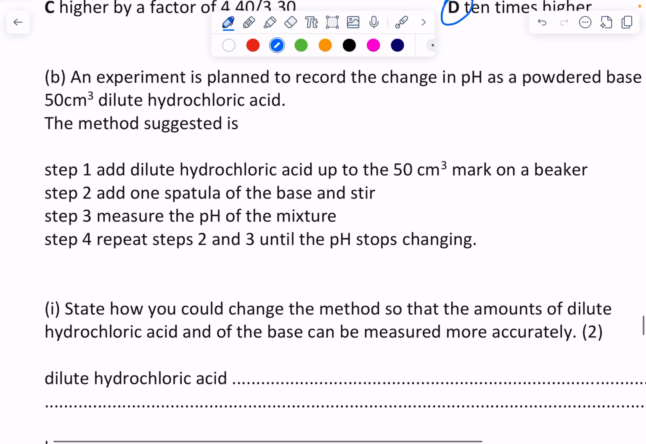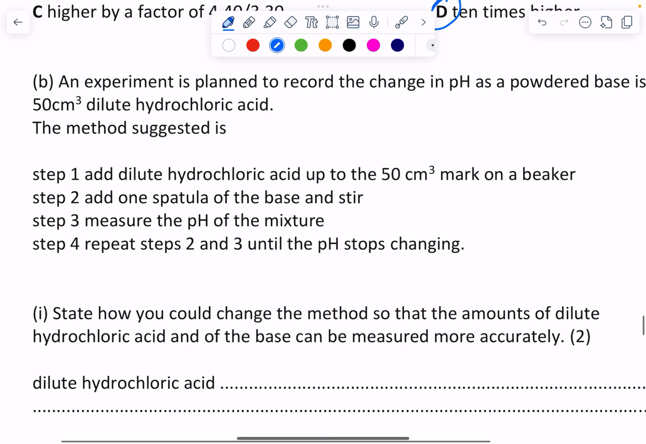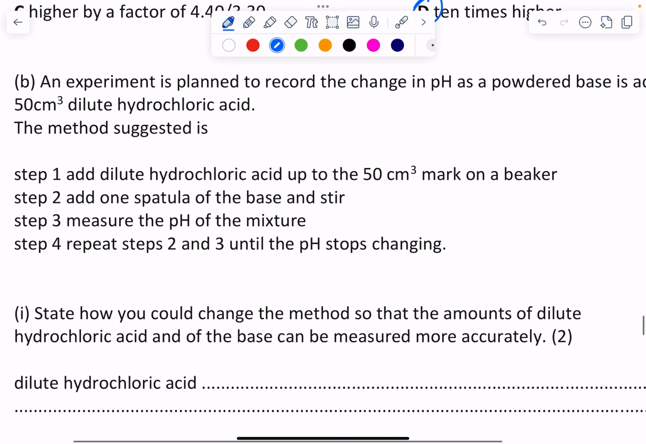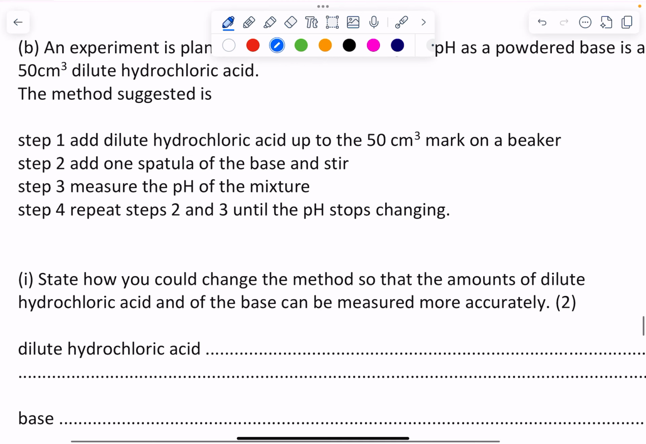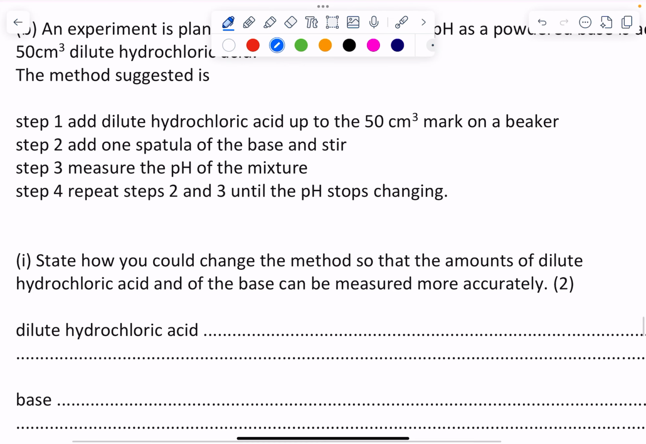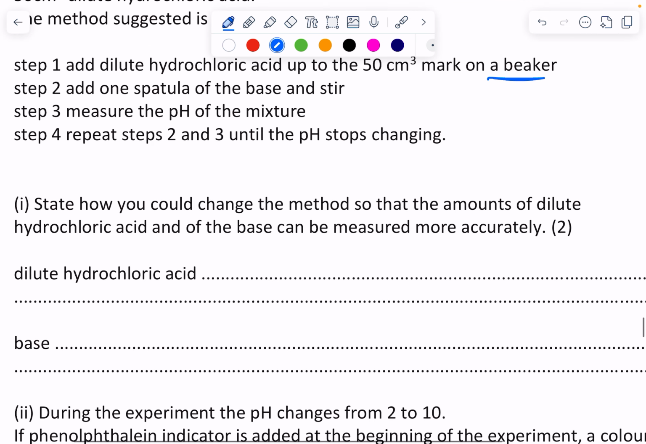Okay, next one. I've got an experiment taking place. This is the core practical that you did in year 10. The method is outlined here. State how you could change the method so that the amount of the acid and base can be measured more accurately. Well, they just measured the acid using a beaker. A better way of measuring the volume of the acid would be to use a measuring cylinder, and that would give you a more accurate reading.